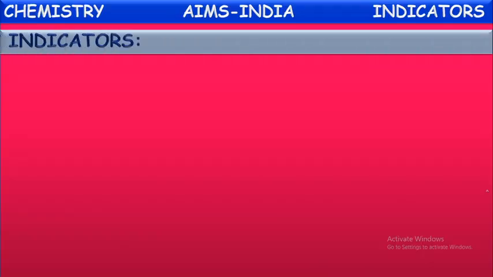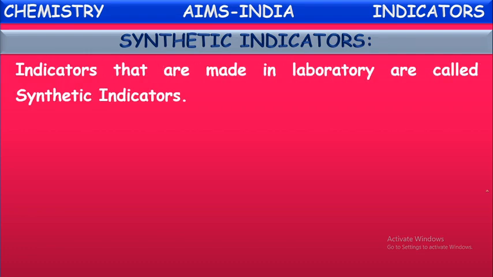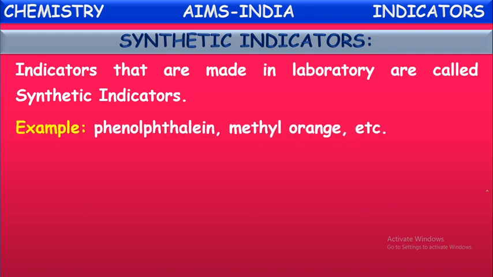Next, one more kind of indicators, they are synthetic indicators. The indicators that are made in the laboratory are called synthetic indicators. Yes, these kinds of indicators are prepared in the laboratory, so they are called synthetic. For example, methyl orange, phenolphthalein, etc. These are prepared in the laboratory, so they are called synthetic.